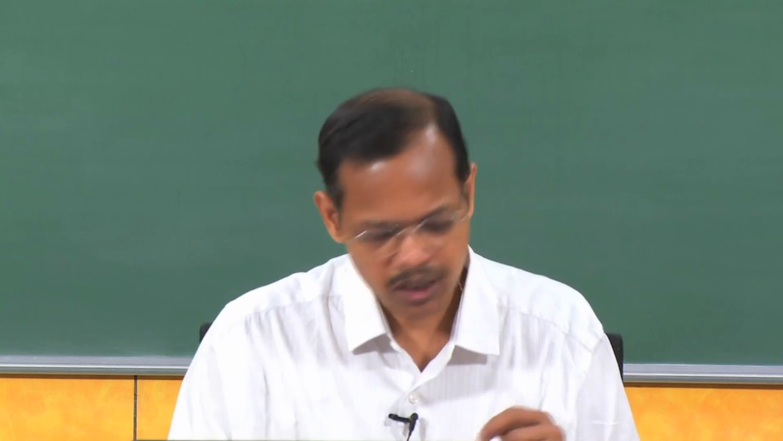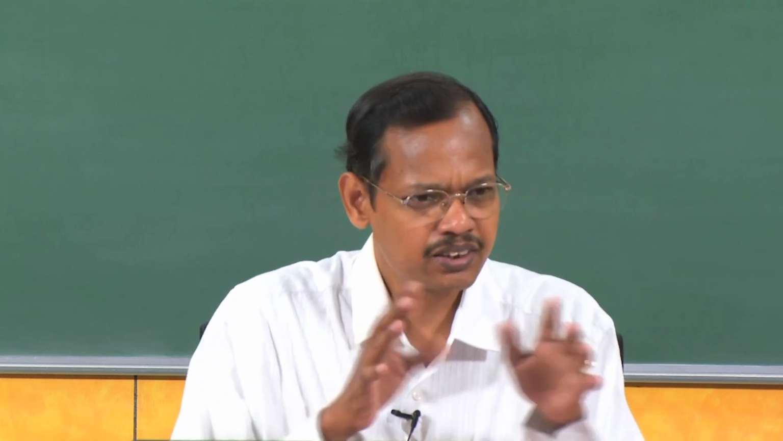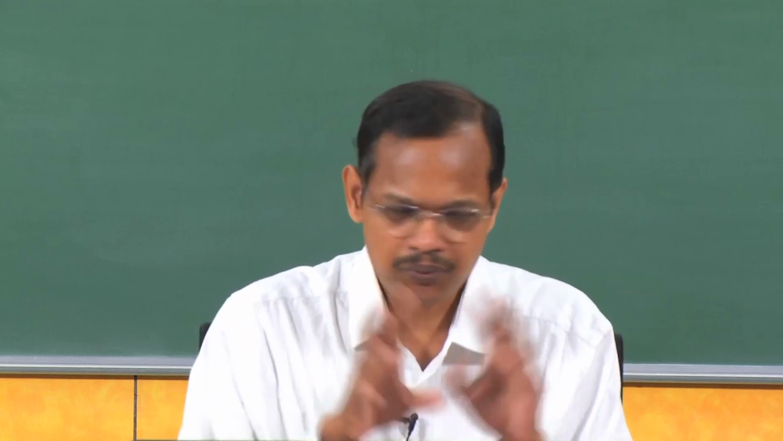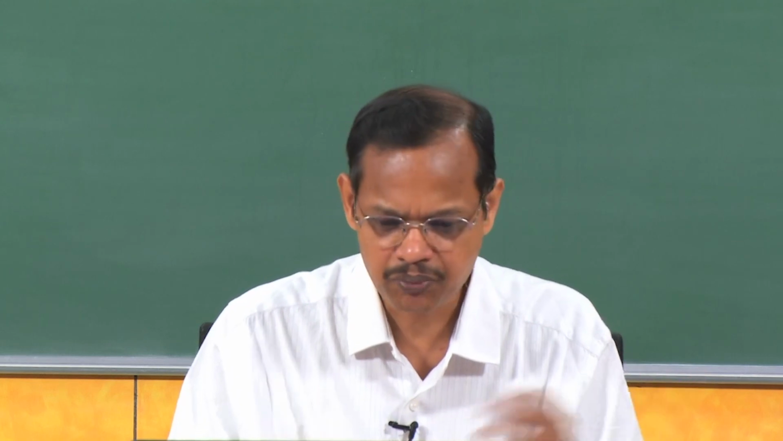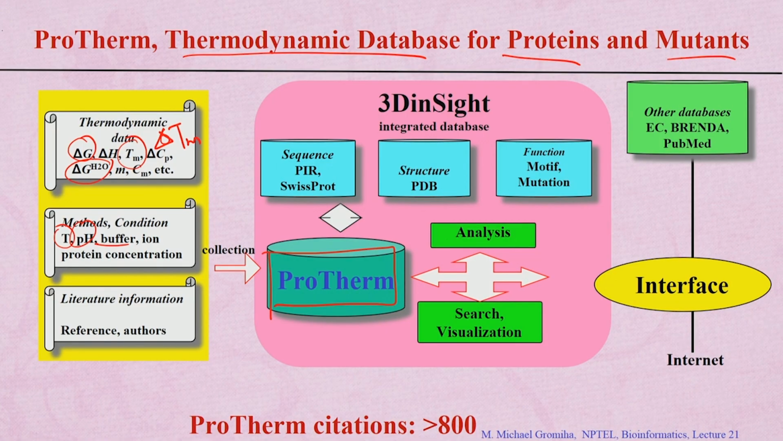Then if you take any particular protein, you can see it has a particular sequence, and it has some particular structure if it is known by X-ray crystallography or NMR spectroscopy. So, you can give the sequence information. So, where do we get the sequence information? UniProt.